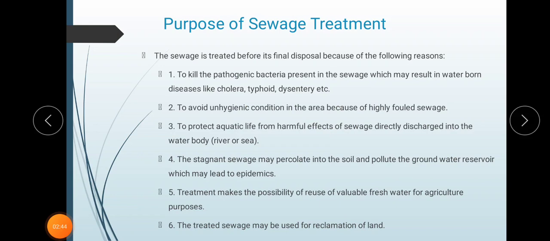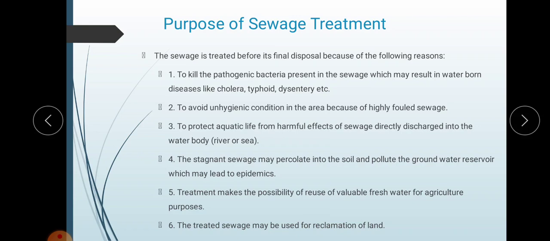The second objective of sewage treatment is to avoid unhygienic conditions in the area because of highly fouled sewage. Then another objective is to protect the aquatic life from harmful effects of sewage which is directly discharged into the water body. And next, the stagnant sewage may percolate into the soil and pollute the groundwater reservoir, and it may lead to some epidemics.